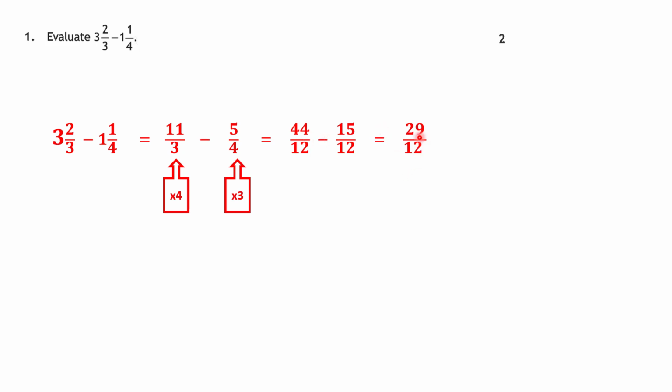How many 12s make 29? It's 2. That's 24. 2 12s, 24. So the remainder is 5. So the final answer is 2 5/12.